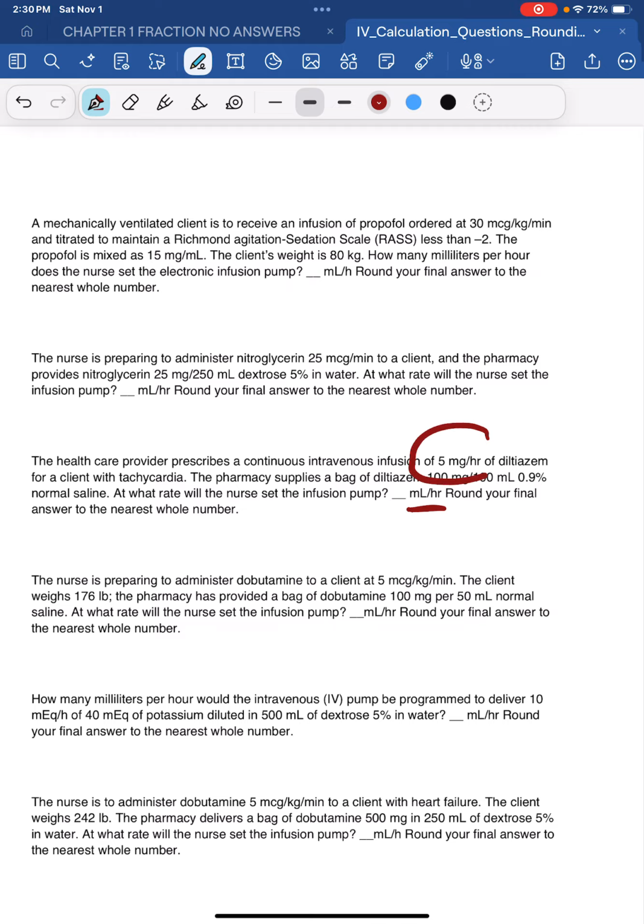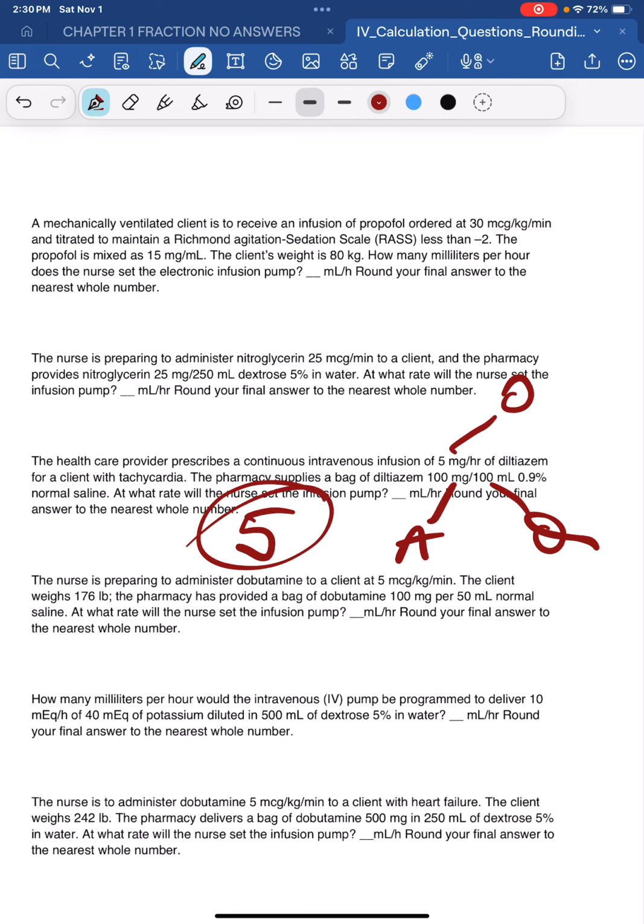So your orders are really in the basic shape. Look at your available. Your order is 100 milligram, it's your available, 100 milliliter, that's your quantity. So the answer will be 5. It's going to be order, which is 5 times 100 quantity, divided by available, which is 100.